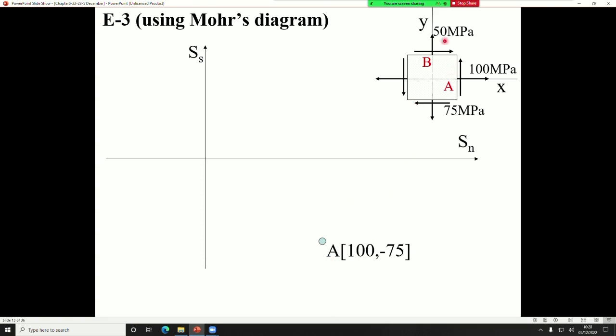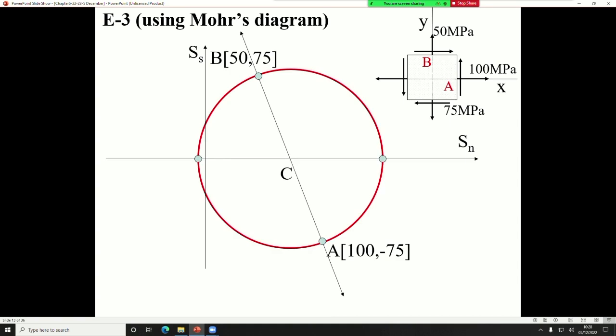Now plane B is subject to a normal stress of 50, which is tensile, and a shear stress of 75. So this is anti-clockwise, so it becomes negative on the Mohr diagram, and this is clockwise, so it becomes positive. So I identified the coordinates of the two planes on the Mohr diagram. Now the next stage is joining these two and finding the center of the circle. Now I take a compass and draw the circle.